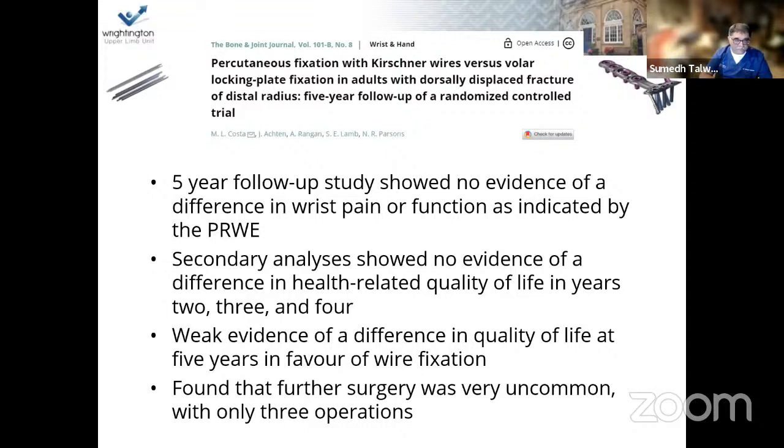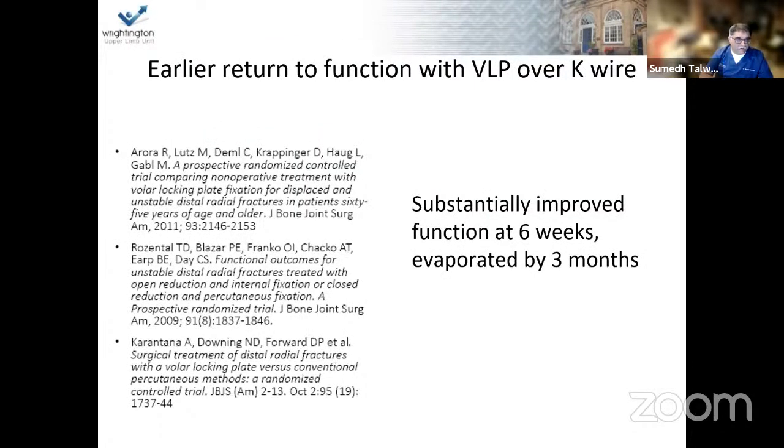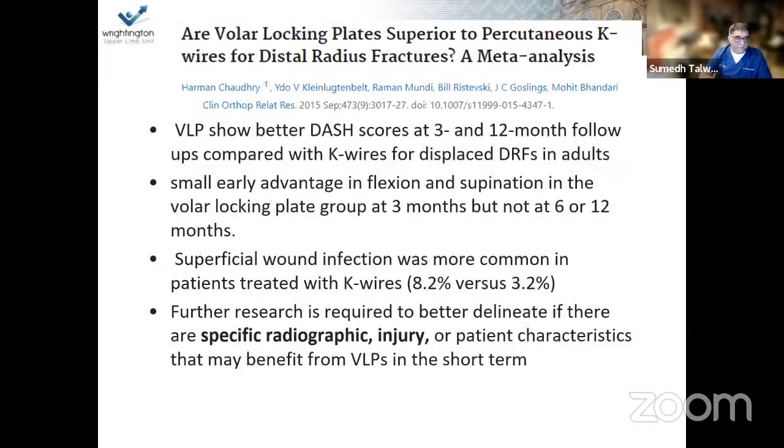Now, one of the major limitations with this study and others of this type is that follow-up becomes a problem at 5 years. So the data that you get at the end of 5 years is perhaps not as robust. There are plenty of papers and RCTs which prove exactly the opposite, which is slightly confusing, but not surprising, that Volar plates tend to work better than K-wires, although the findings are that the changes are essentially better initially, and then everything else evens out. Mohit Bhandari did a meta-analysis of these papers, and he essentially found that the DASH scores at 3 and 12 months were better with Volar plates as compared to K-wires. And then he suggested that perhaps there is a specific pattern of injury within the distal radius that lends itself to fixation with Volar plates rather than with K-wires.